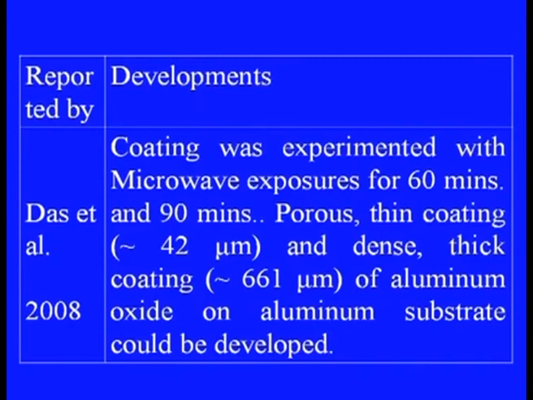One work is reported by Das and his co-researchers in the year 2008. They have reported coating with microwave exposures for 60 minutes and 90 minutes, which is considered to be quite high, and they have obtained a porous thin coating, something around 42 micron thick, and a dense and thick coating, something around 0.6 mm thick, of aluminum oxide on aluminum substrate.